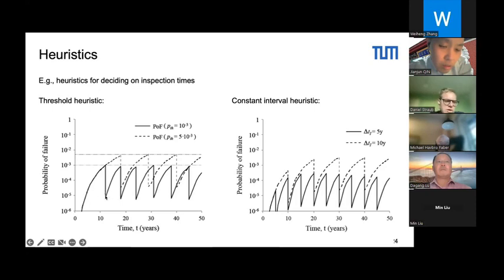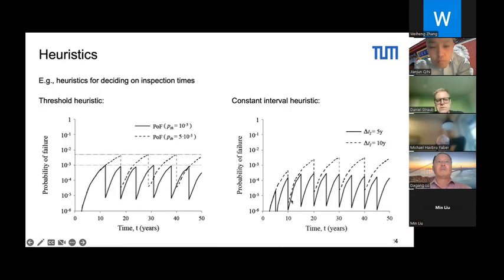And then we get some result. In this case, the reliability is increased. So we then wait again, do the inspection next time we cross the threshold, and so on. And then we can move the threshold. And this is the parameter of the heuristic. By moving the threshold, I will get different inspection times.